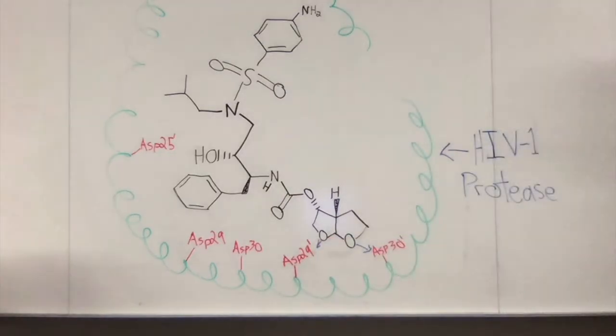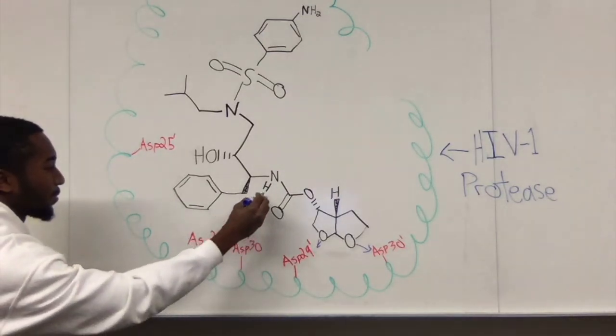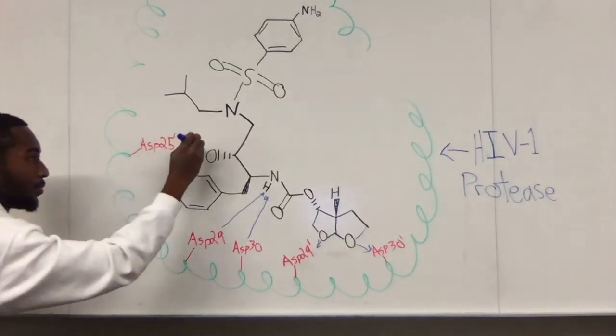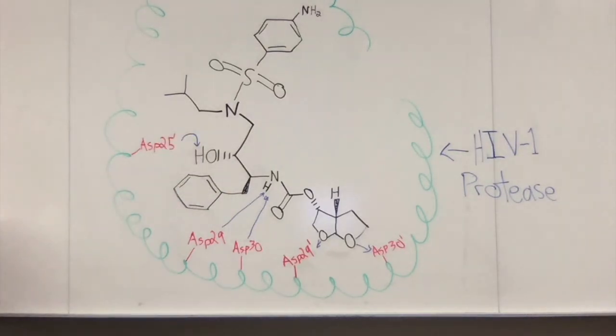The two ether groups in the 5-membered rings of Darunavir hydrogen bond with the backbone of the aspartate 29' and aspartate 30'. The amide group hydrogen bonds with the carbonyl oxygens on the peptide backbone of residues aspartate 29 and aspartate 30. The hydroxyl group hydrogen bonds with the aspartate 25 and aspartate 25' residues.